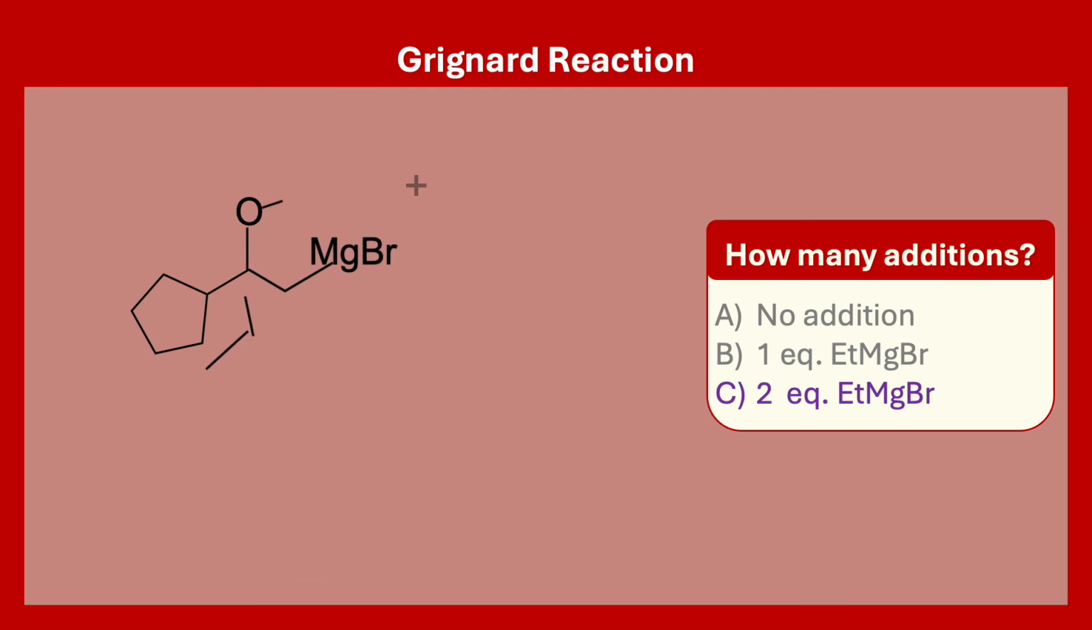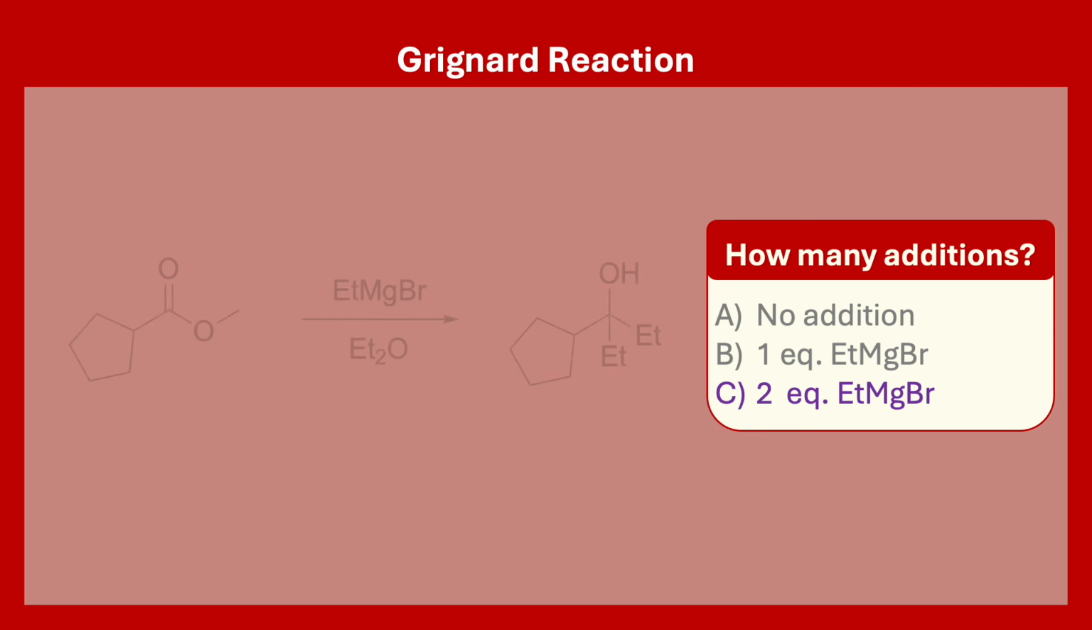The ketone of this molecule can then undergo another addition, after which protonation will occur, resulting in the alcohol product. This slide shows the final product for this reaction.